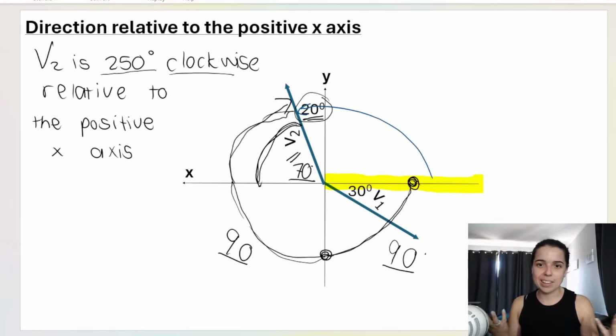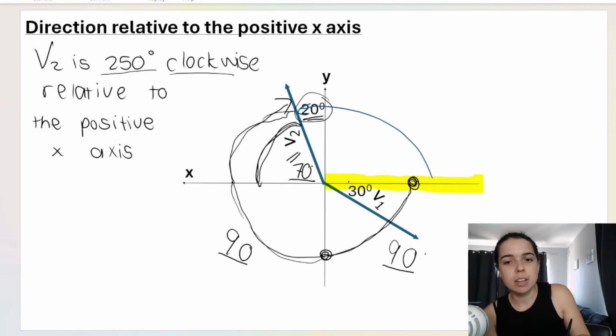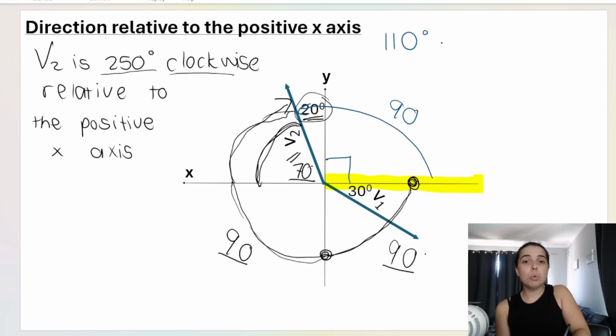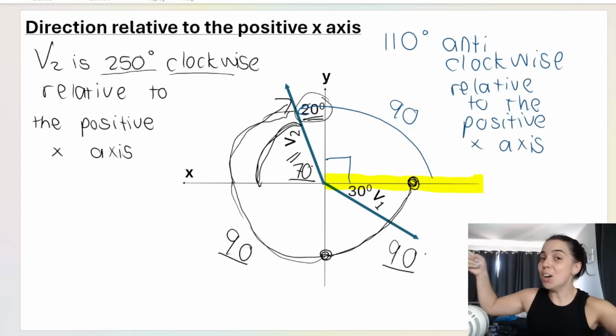Anti-clockwise. You can do that. So what would that be? That would be 90, because this part over here is 90, plus 20. So that would be 110 degrees, but then you won't say clockwise. You will say anti-clockwise relative to the positive x-axis. There we go. Two answers, two options.